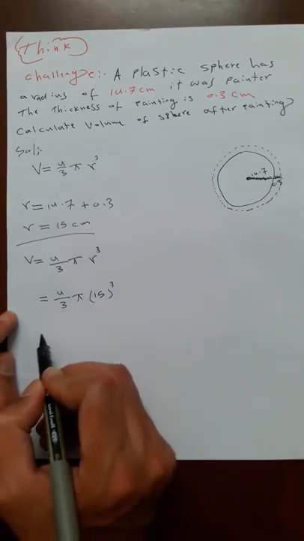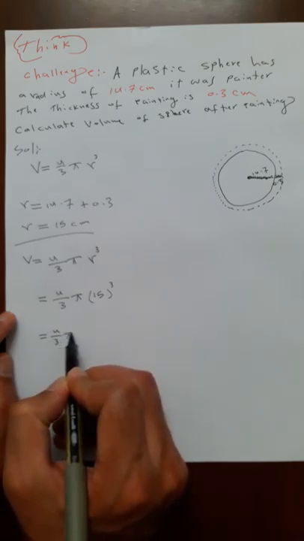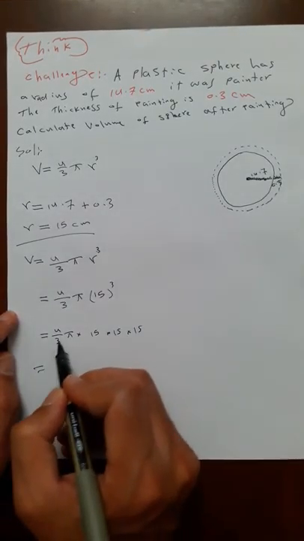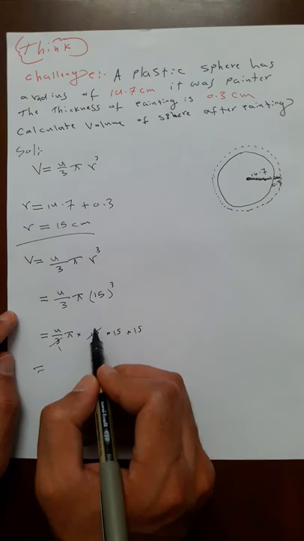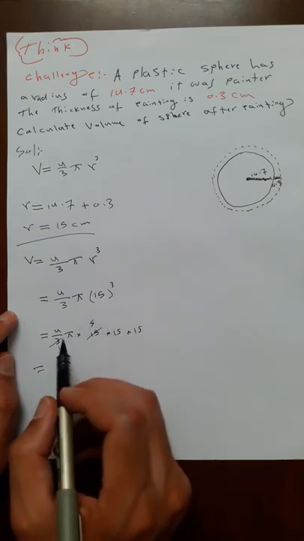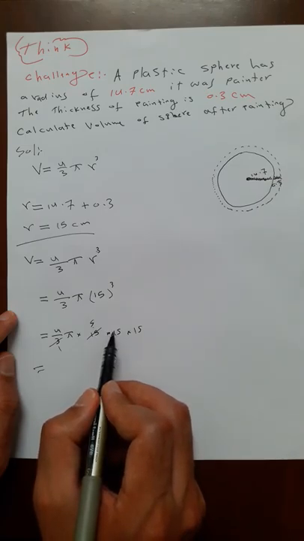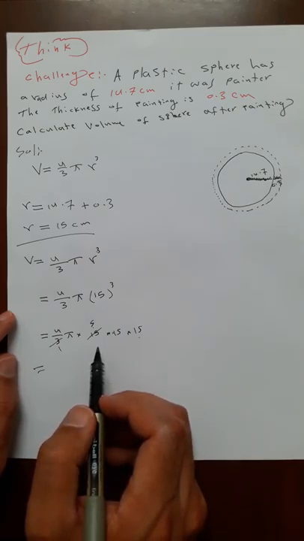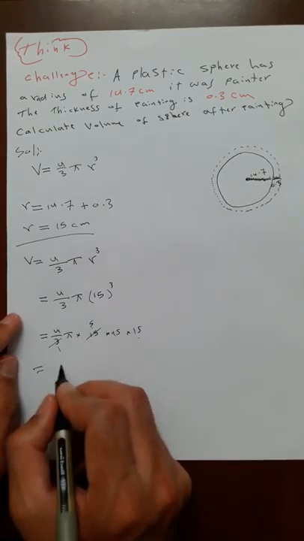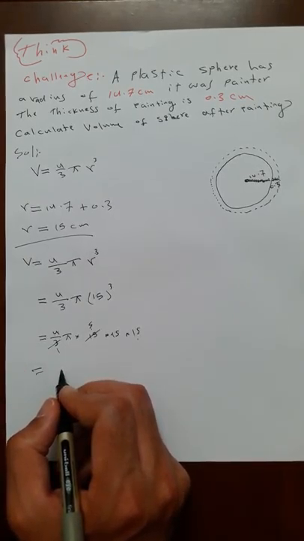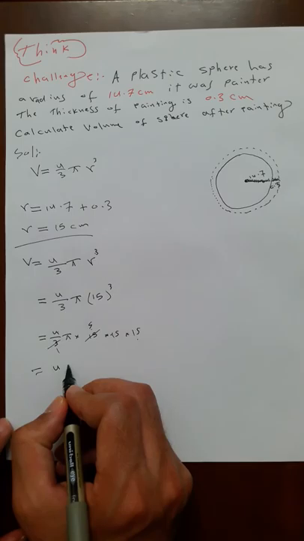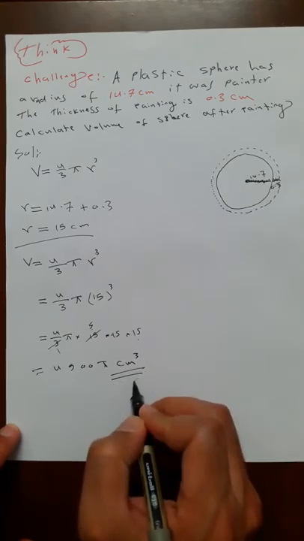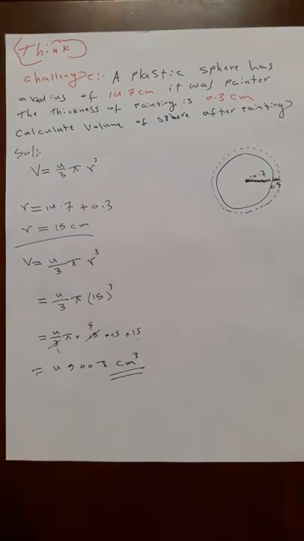15 with power 3. And this is equal to 4 over 3 pi multiply 15 multiply 15 multiply 15. And this is equal to, 3 into 15 is 5. 4 multiply 5 multiply 15 multiply 15 is equal to 4,500 pi centimeter with power 3. This is the volume of the sphere after painting.